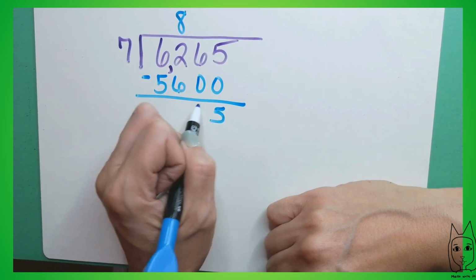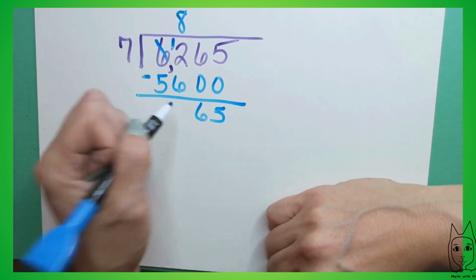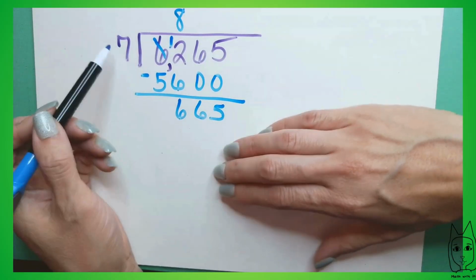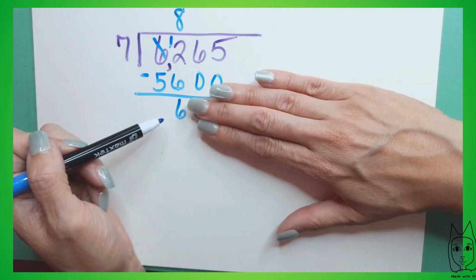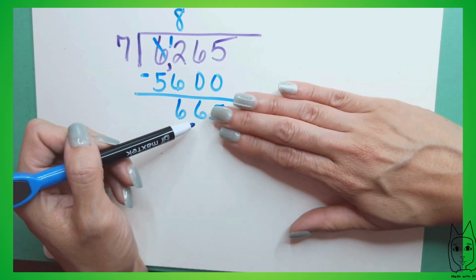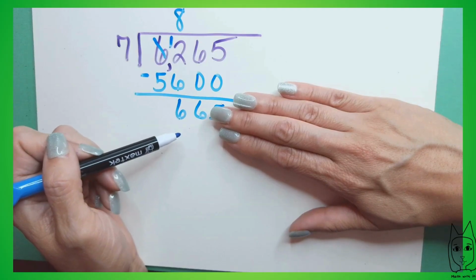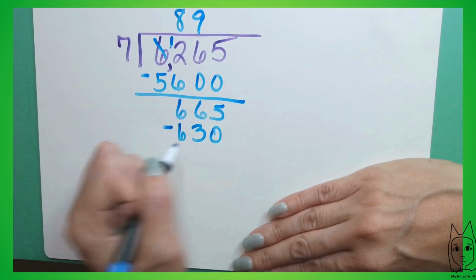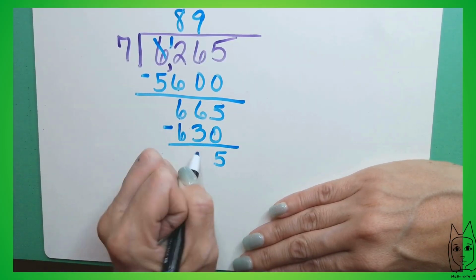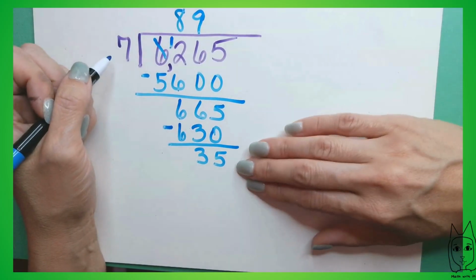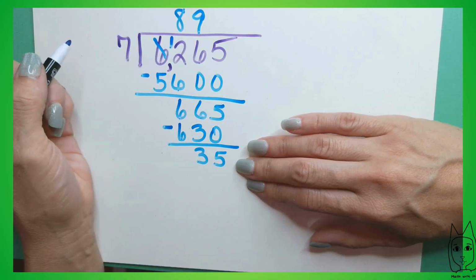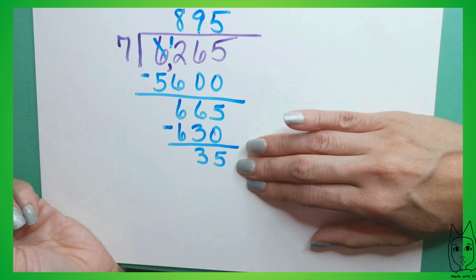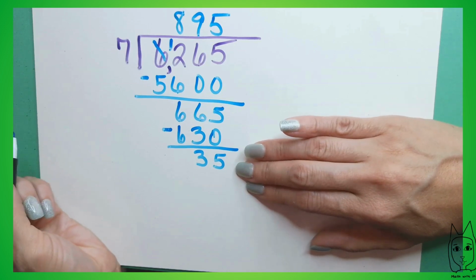I'm going to subtract, and then I do 12 minus 6 is 6. Okay, so I have 665 left. So now I'm going to take 7 into 6. I can't do that. 7 into 66. Think about my multiplication facts. We just said that 7 times 9 was 63. I put the 9. I'm going to put a 0 in for that other place value. I'm going to subtract. And then now we have 7 into 35. Right away, multiplication facts, you know that that's 5. 6,265 divided by 7 is 895.